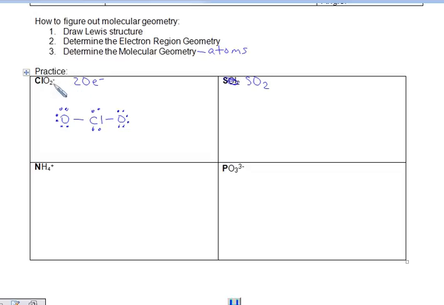You should have counted that there were 20 electrons. Remember to add 1 because this is an anion. And this should have been your Lewis structure. You have 4 regions around your central atom. 1, 2, 3, 4. So your electron region geometry is going to be tetrahedral. However, what we're really interested in is the molecular geometry. And in this case, what we're going to have is bent triatomic.